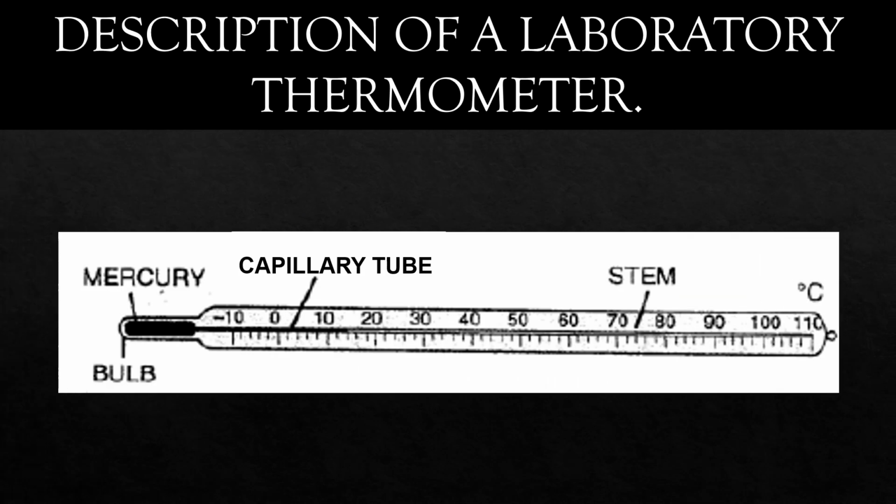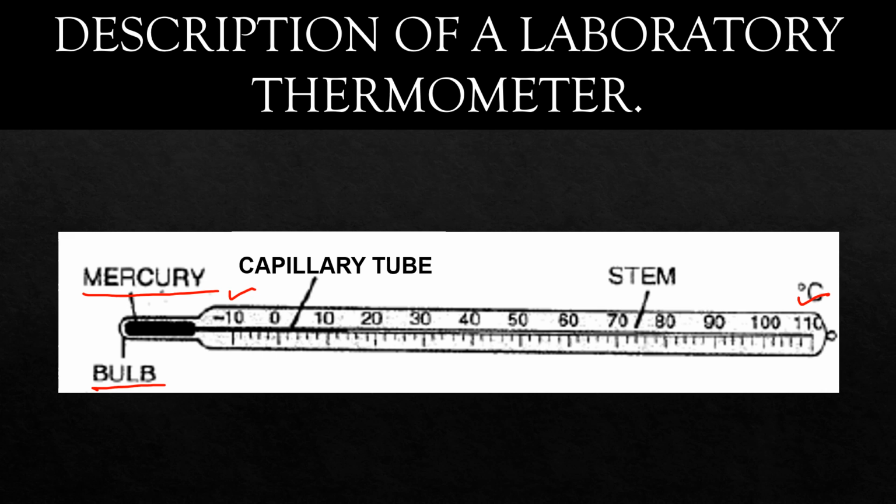Laboratory thermometer is used for measuring temperature of various objects in labs for experimental purposes. It is made up of a long glass tube. The bulb at one end of the glass tube contains mercury in it. The whole thermometer is graduated from minus 10 degrees Celsius to 110 degrees Celsius.